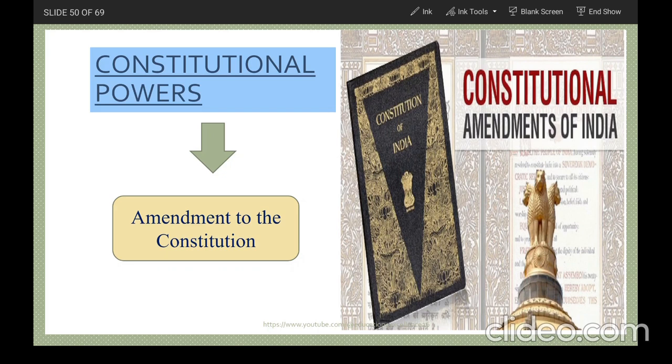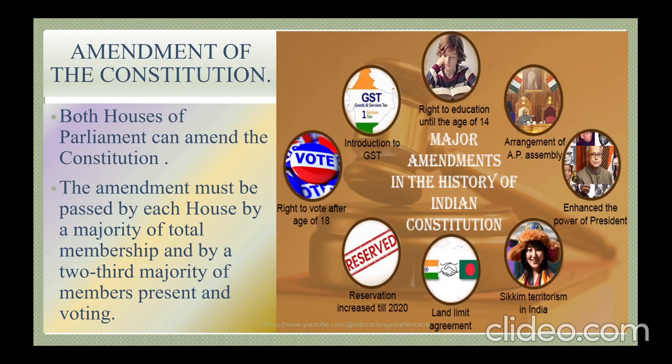Here, if we come to the constitutional powers, amendment to the constitution is the main power of the Parliament. During the bills, we had a discussion of the constitutional amendment bill. See, both houses of the Parliament can amend the constitution. The amendment must be passed by each house by a majority of total membership and by a two-third majority of members present and voting.